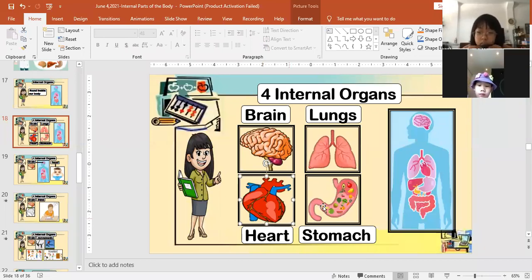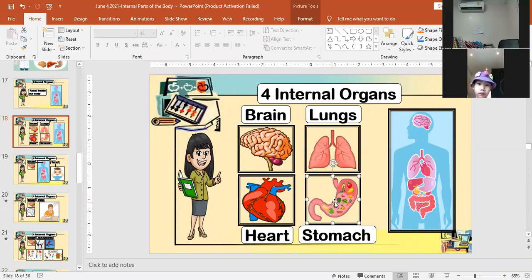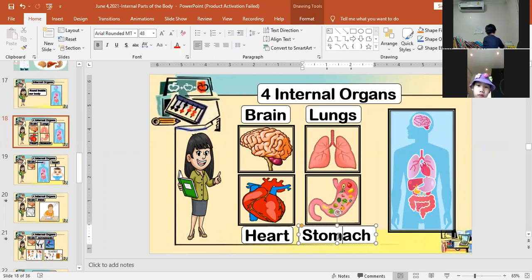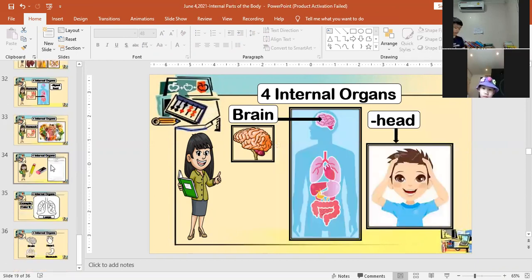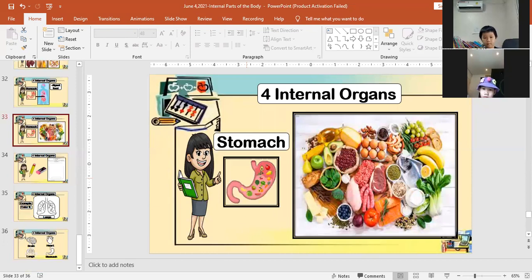Okay, next we have stomach. It is where the food is digested to small pieces, from big to small. Stomach. When you are eating, the food is going to your stomach. How many stomach do you have? You have one stomach. You have this one inside your body. But the eyes, nose, ears, mouth are outside your body. Okay, this time, do you have question? Can you understand the lesson?